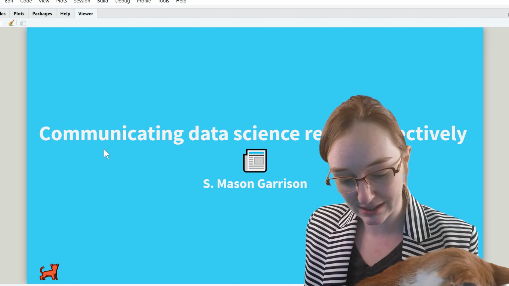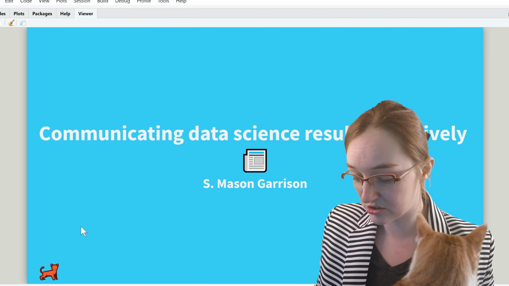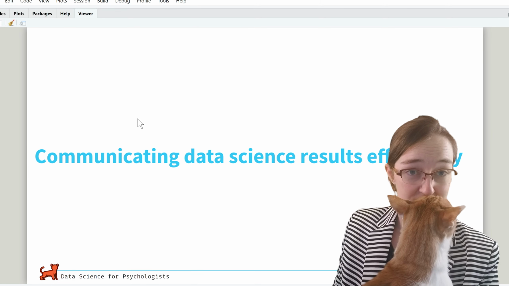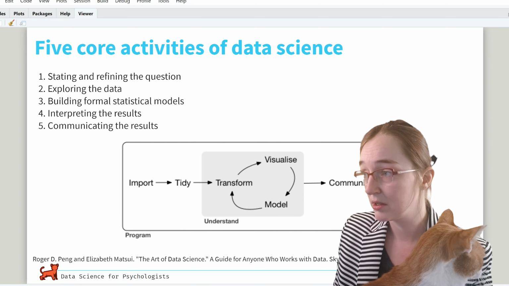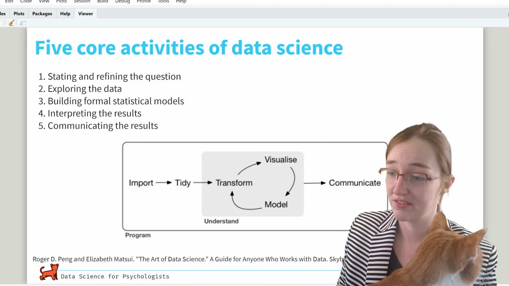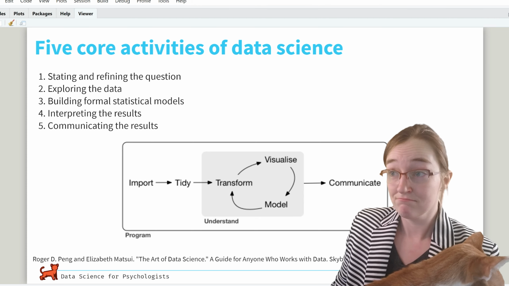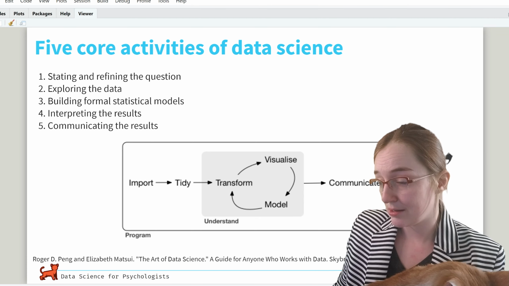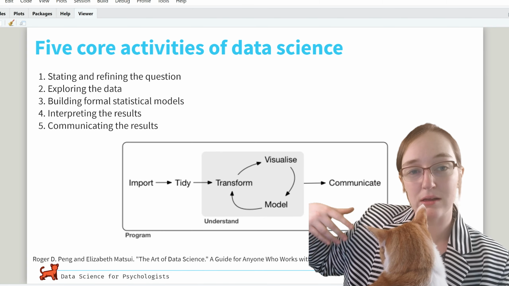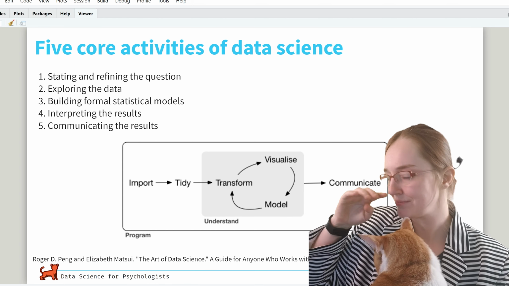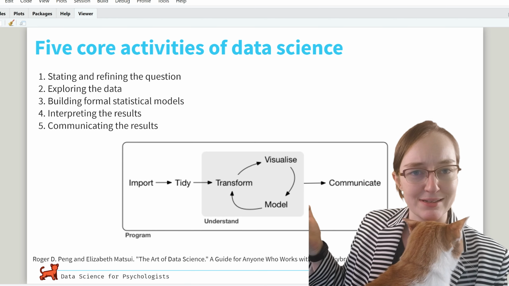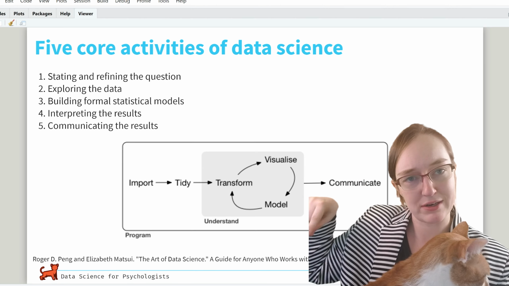Okay, cool. So let's talk about communication. Yeah, so how do we communicate effectively? Recall that there are 5 core activities for data science. And these fall in the same kind of flow chart that Hadley Wickham's R for Data Science book has, which I've reproduced as the figure down there.